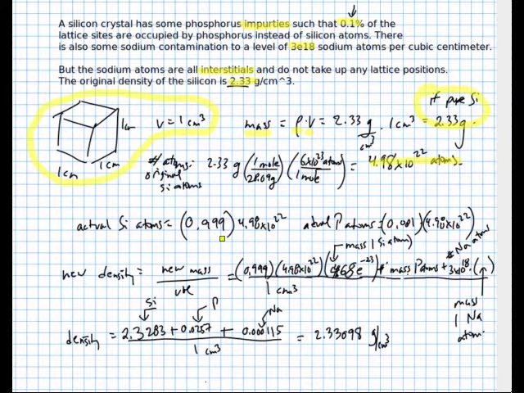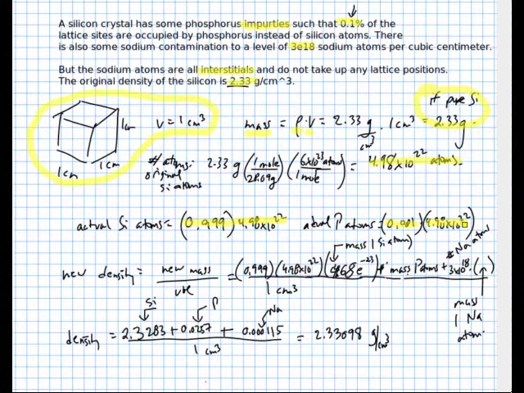Now, for the actual crystal, some of those have been replaced. So we still have 99.9%, and that's where this 0.99 comes from. So we still have 99.9% of those atoms. We replace the missing ones with 0.1% phosphorus. So we take the number of atoms, the 4.98, multiply it by 0.1%, and that's how many phosphorus atoms we have.